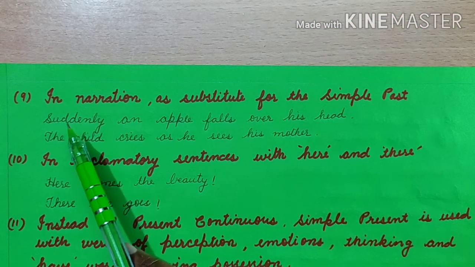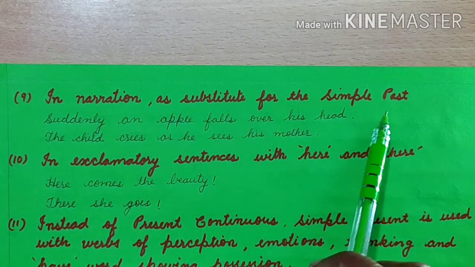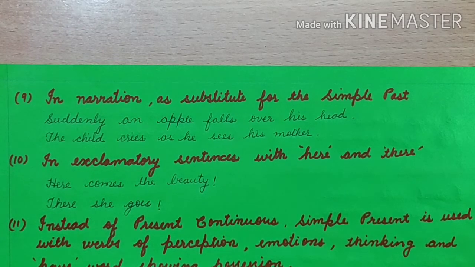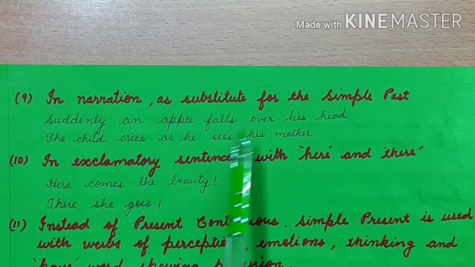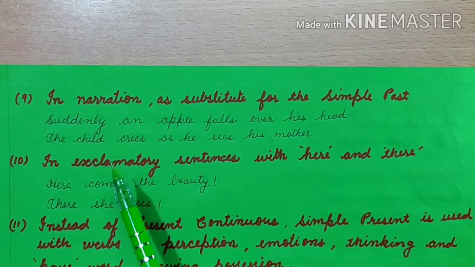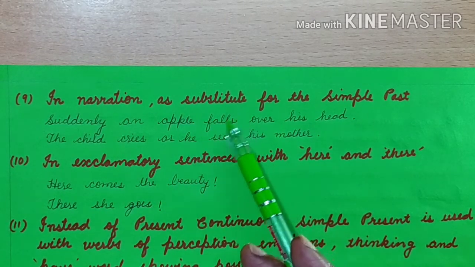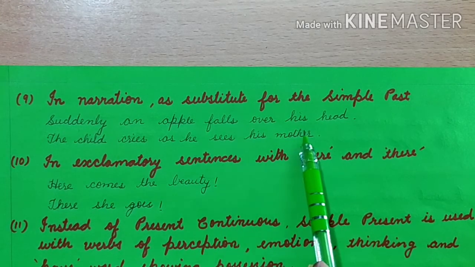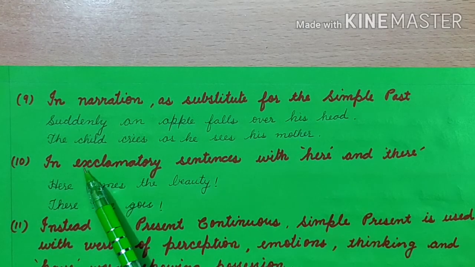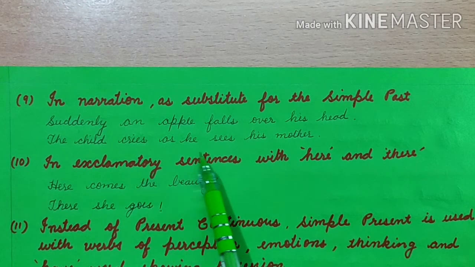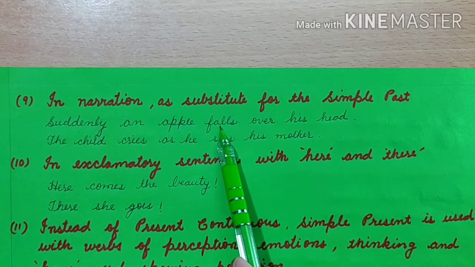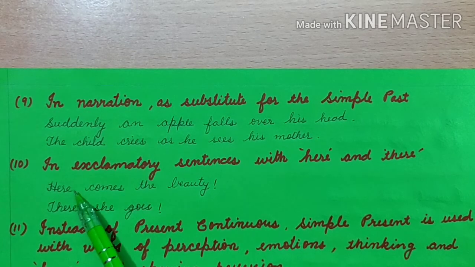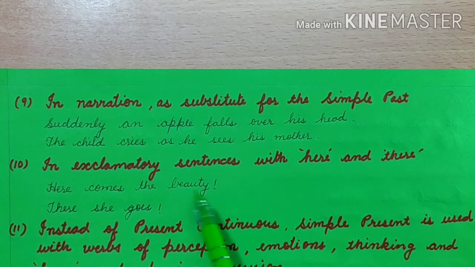Next, narration as a substitute for the simple past. When you are narrating anything that has already happened, you're narrating, isn't it? So in narration, instead of using simple past, we use simple present tense, like: suddenly an apple falls over his head. The child cries as he sees his mother. Here we have just used falls and cries, right?